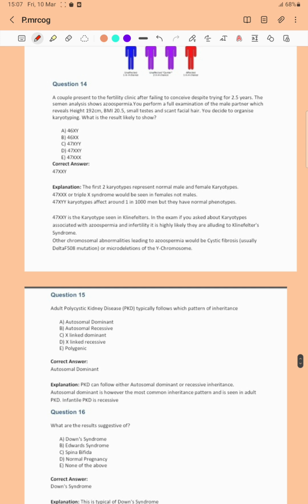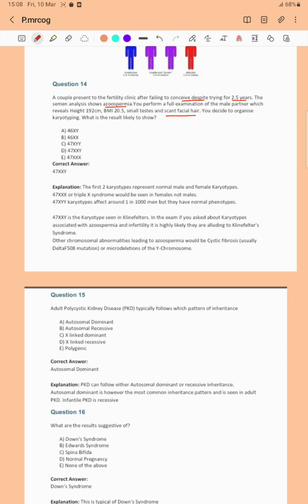So next question: a couple presents to a fertility clinic after failing to conceive despite trying for 2.5 years, and the semen analysis shows azoospermia. You perform a full examination of the male partner which reveals that the height is 192 centimeters, BMI is 20, small testes and scanty facial hair. You decide to organize karyotyping. What is the most likely result?